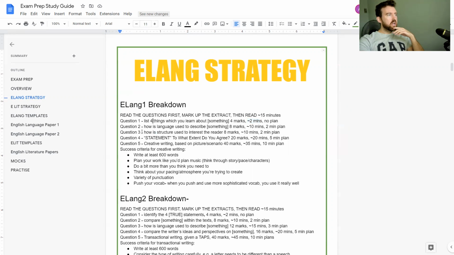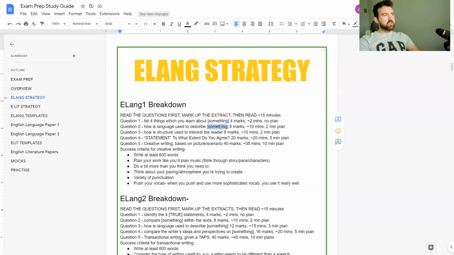Question 2 is always going to be: how is language used to describe something? It's always going to be 8 marks. I always recommend spending about 10 minutes on this: about 8 minutes writing and about 2 minutes planning. My rule of thumb is 1 minute per mark writing and about 1/4 of the marks in planning. So 1/4 of 8 is 2.